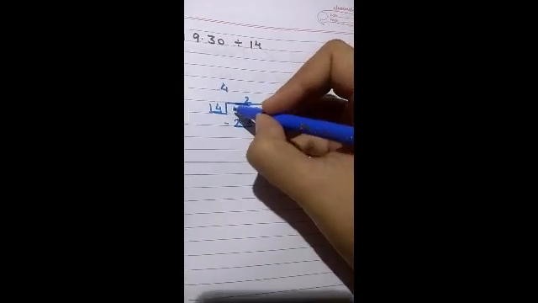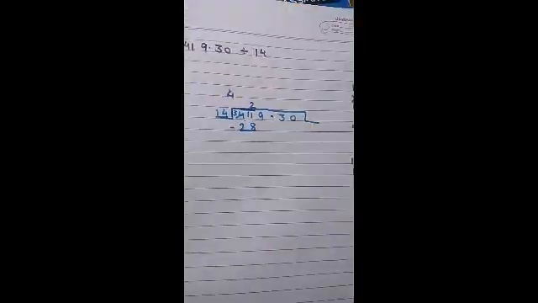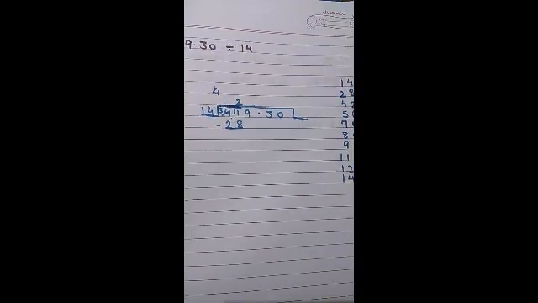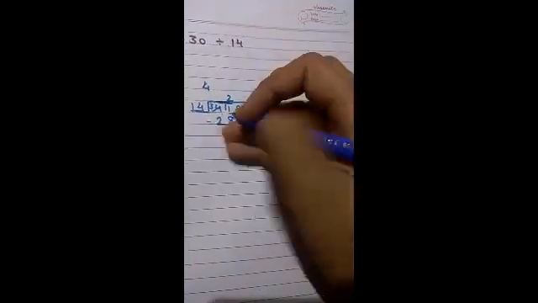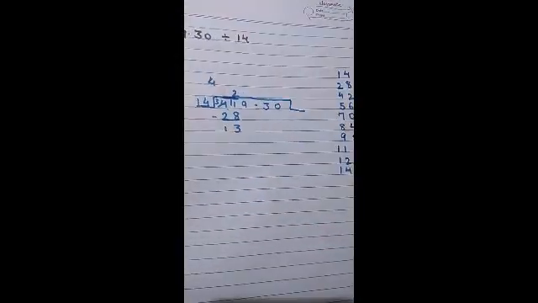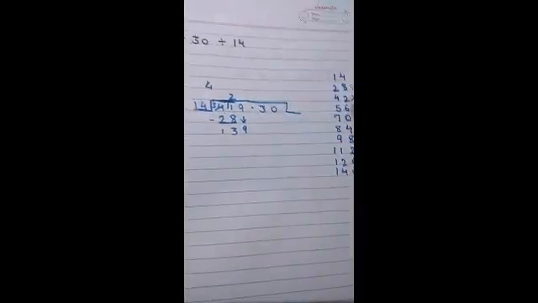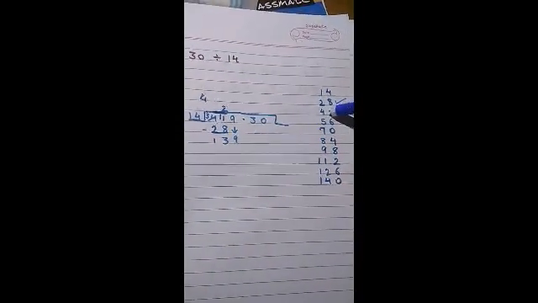Now 1 minus 8 is not possible. Borrow. This will become 11. This will become 3. 11 minus 8 will be 3. Correct. And 3 minus 2 will be 1. Now bring this 9 down. Now what number do you have? 139. Now again say the table of 4.